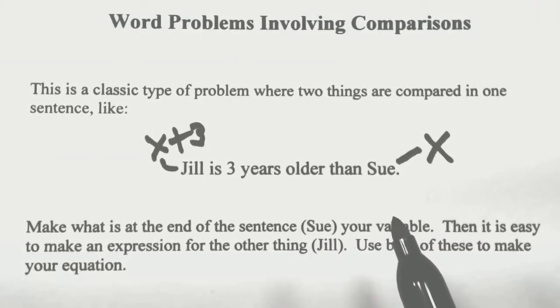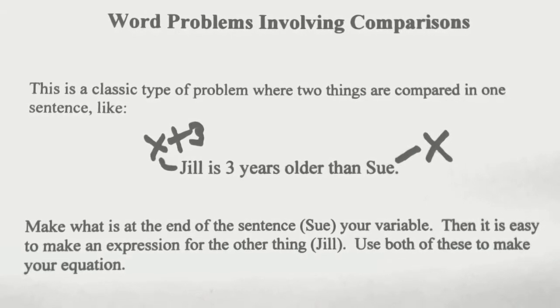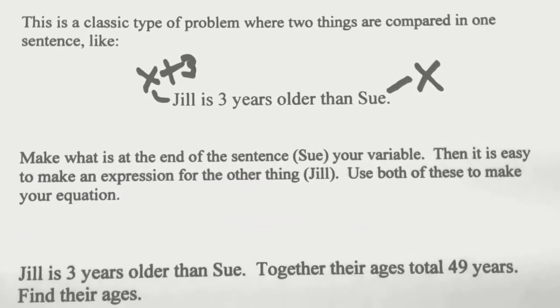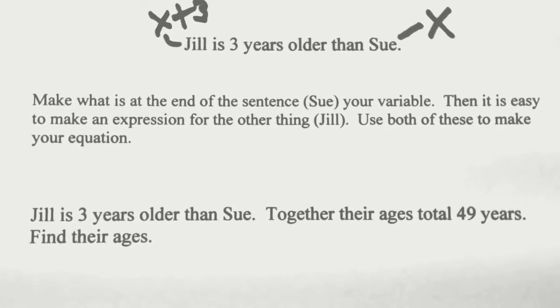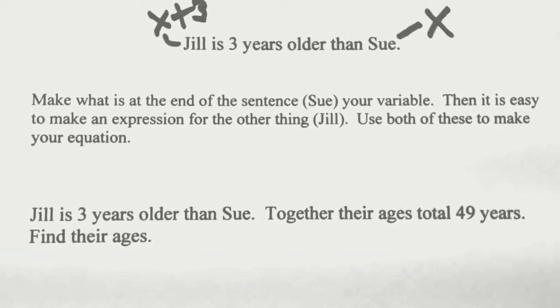But this is the idea and how comparisons like this work, and once you pick this technique up, these types of problems are easy to do. So let's look at how the whole problem might exist down here. Here it is. Jill is 3 years older than Sue. Together their ages total 49 years.